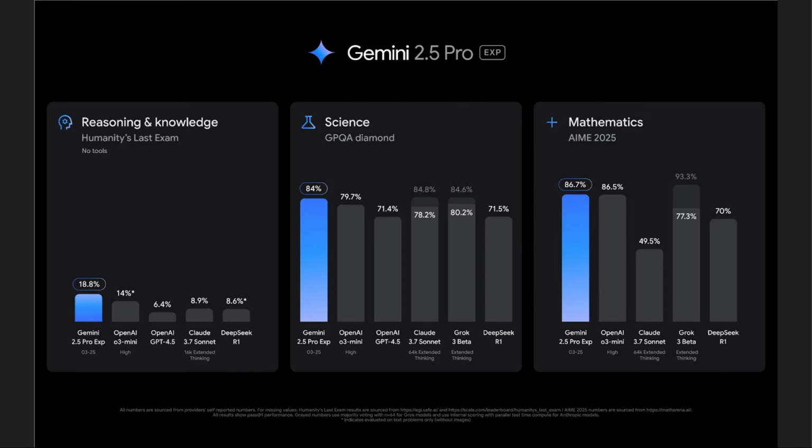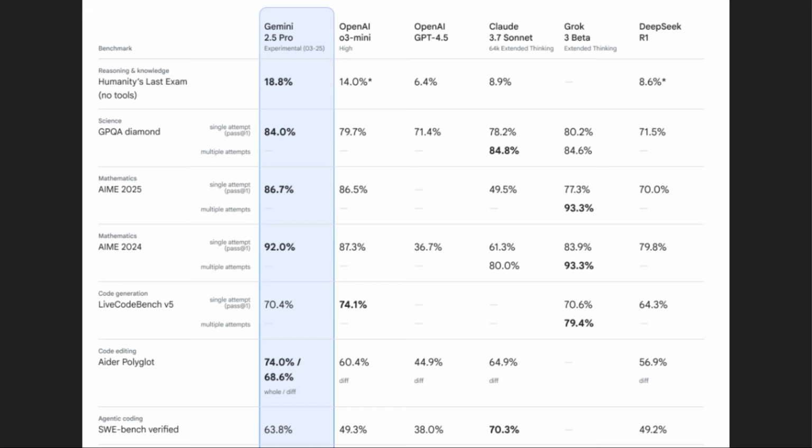Okay, so now let's check some Gemini benchmarks. On reasoning and knowledge, Gemini is leading the charge, very close to OpenAI. On science, Gemini is almost leading the charge, according to Google's data, very close to Claude and very close to Grok. In math, Grok is leading with extended reasoning. And also Gemini is number 2, very close to OpenAI on math.